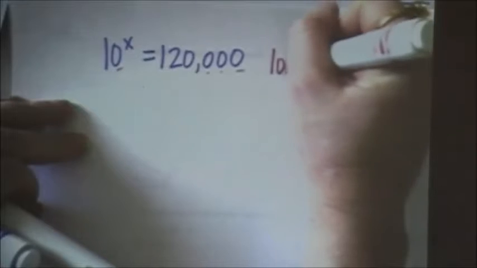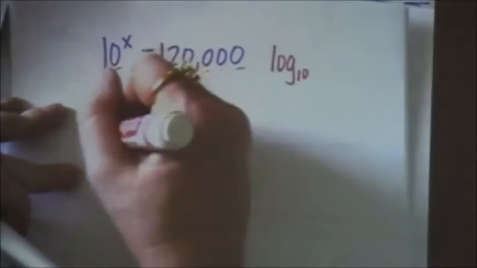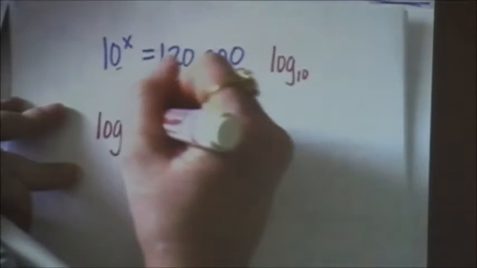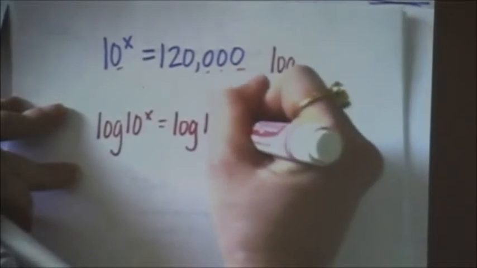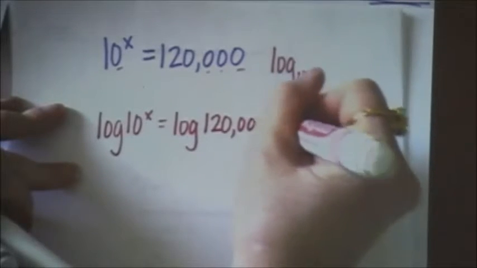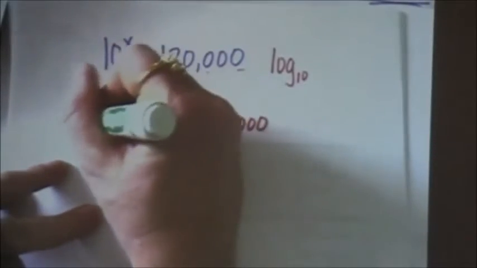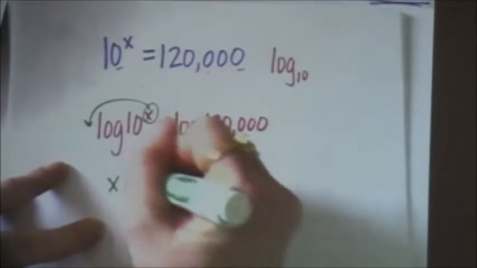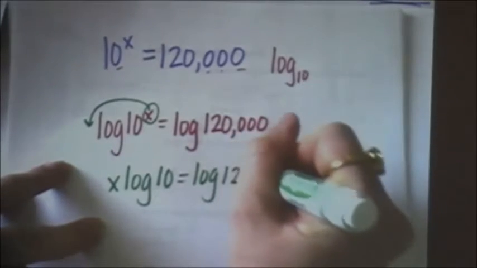If you remember, common log is the one on your calculator that has no base written, but it's really log base 10. So I'm going to write this as log 10 to the x power equals log 120,000. Anything you do to one side, you have to do to the other. Now the whole point in that was to pull this to the front. So I now have x log 10 equals log 120,000.